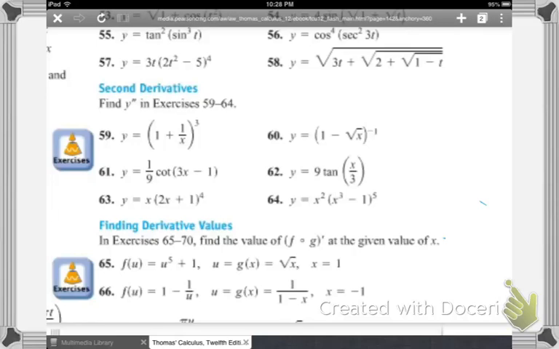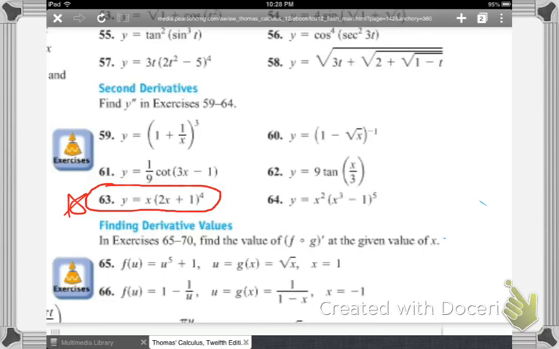So this one goes out by request. A lot of people are asking me, hey, how do you find the derivative of a function where you're going to have to utilize the chain rule nested within the product rule. So I cherry-picked number 63 here.